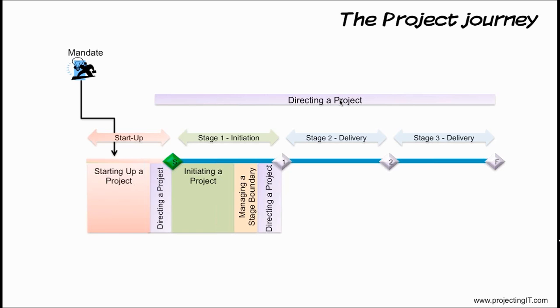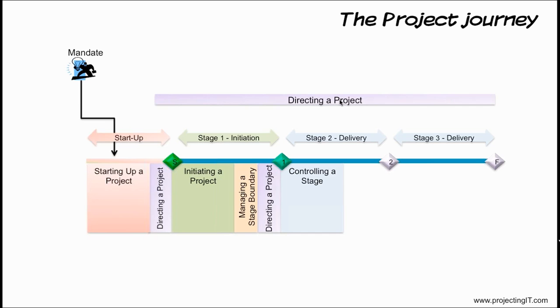The project board will also approve the plan for stage 2 and will set tolerances for the 6 areas, that is scope, time, cost, quality, risk and benefits. Once the project board has approved the stage plan, the project manager will begin execution of stage 2.